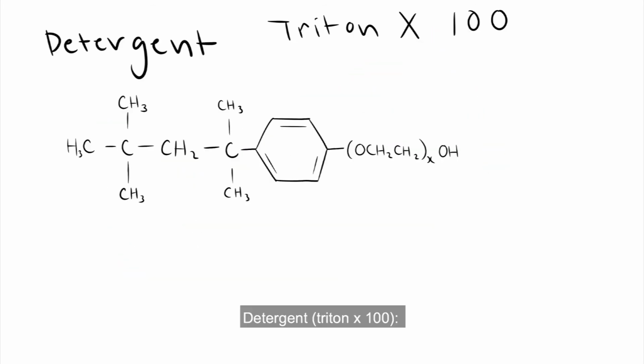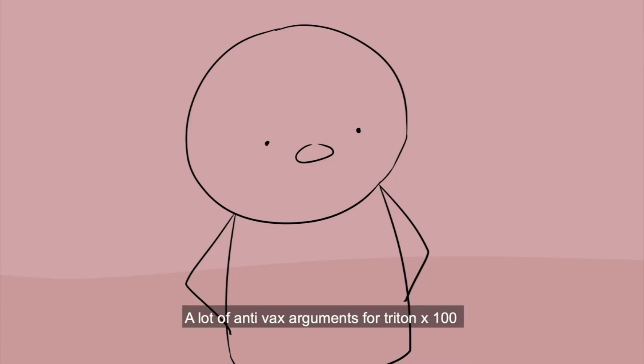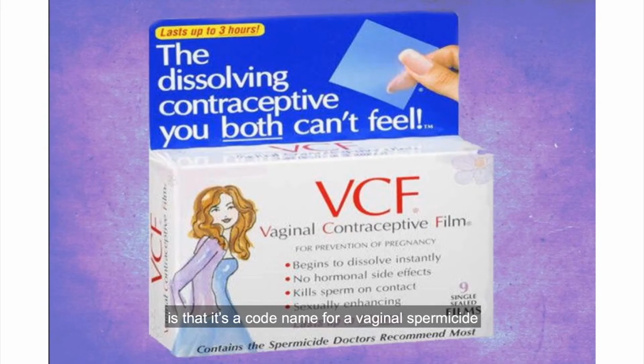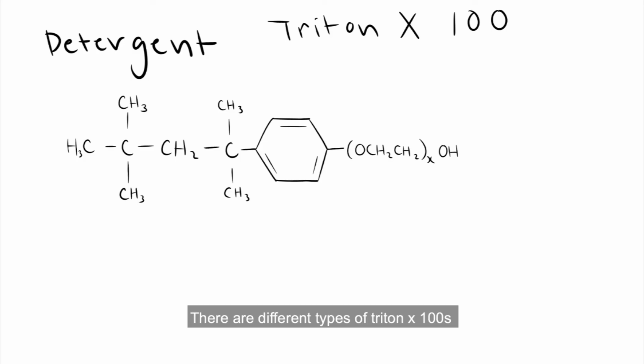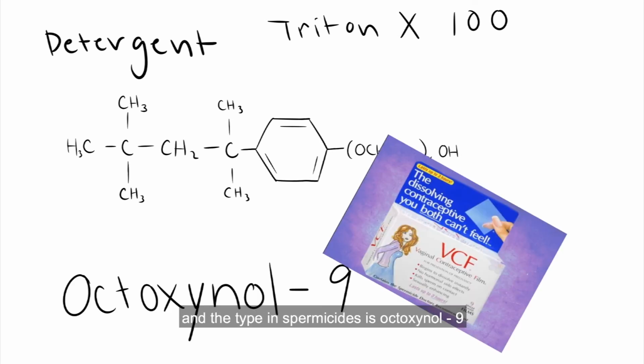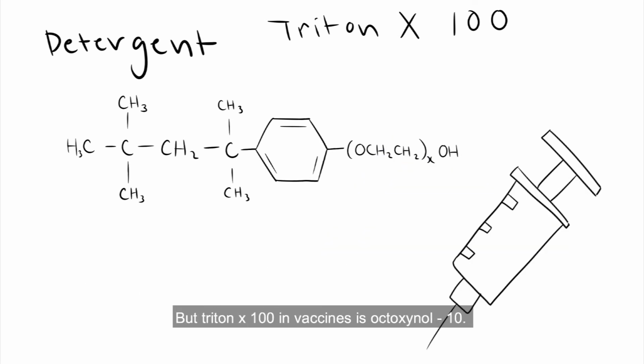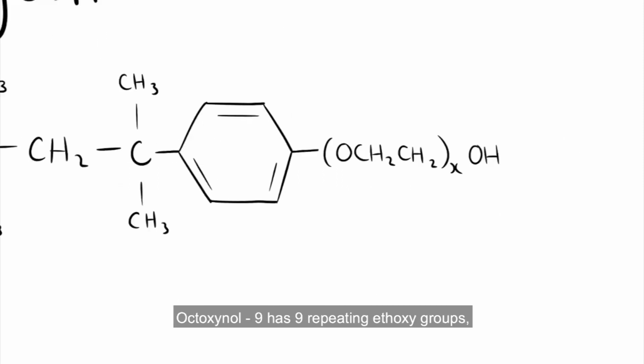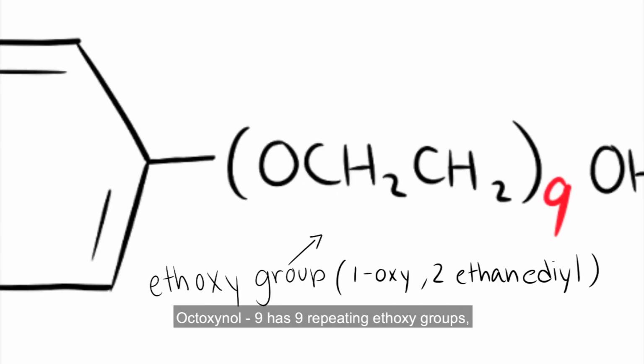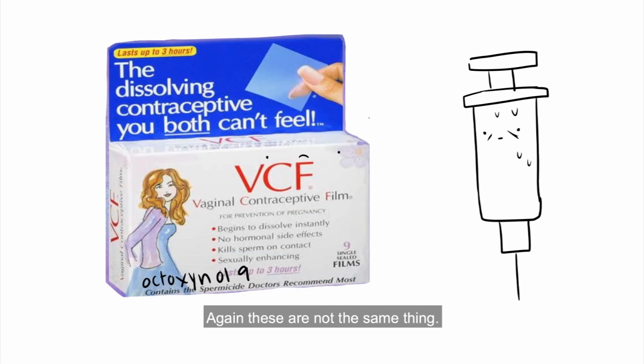Detergent, Triton X-100, not the kind you put in your clothes. A lot of anti-vax arguments about Triton X-100 are that it's a code name for a vaginal spermicide, and that it kills sperm. No, it's not. There are different types of Triton X-100s, and the type in spermicides is octoxynol-9. But Triton X-100 in vaccines is octoxynol-10. Octoxynol-9 has 9 repeating ethoxy groups, while octoxynol-10 has 10. Again, these are not the same thing.